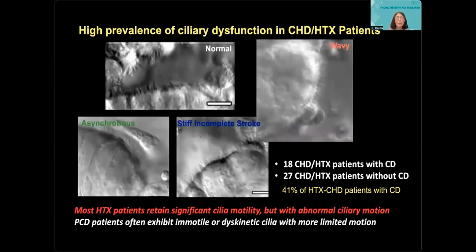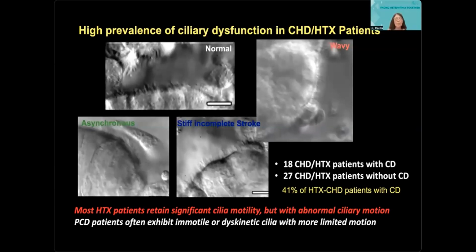And so here is the video microscopy obtained from the nasal epithelial tissue of 3 heterotaxy patients on the bottom. This is that same video you saw of a known subject. You can see there's asynchronous motion, stiff incomplete stroke. This is somewhat reminiscent of that CCDC65 subject. And here is a patient that shows abnormal ciliary motion that we would describe as wavy. So out of the 45 subjects, 18 of them actually show ciliary dysfunction. So 41% showing this very high prevalence of ciliary dysfunction amongst the congenital disease heterotaxy patients.